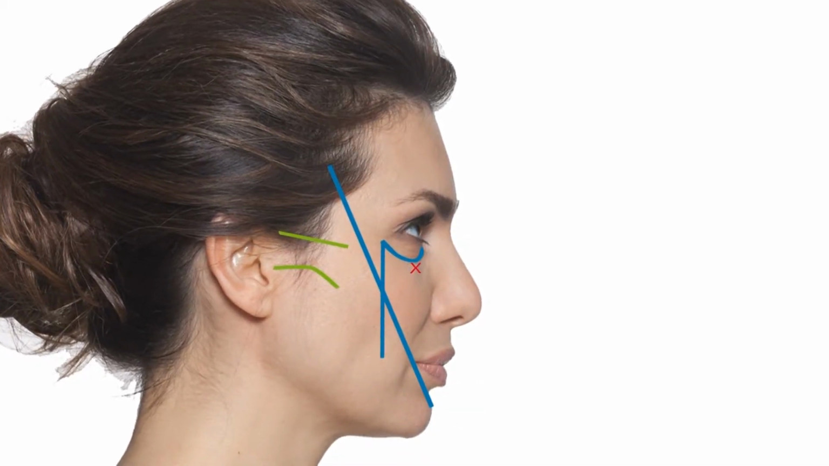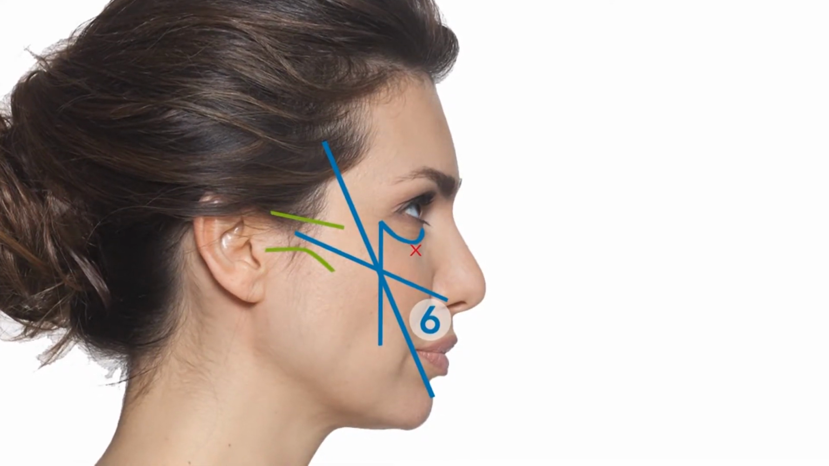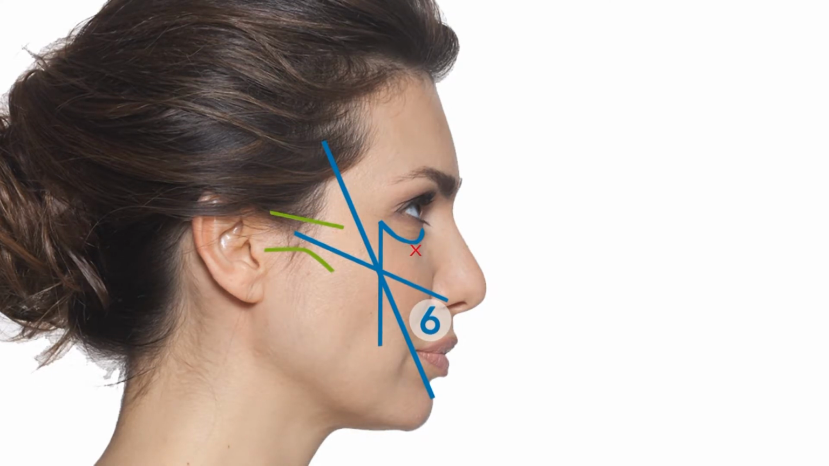Technique 1. 6. Draw a line from the base of the nare to the mid-zygomatic arch. This line should intersect your prior markings at the apex of the cheek in most patients.